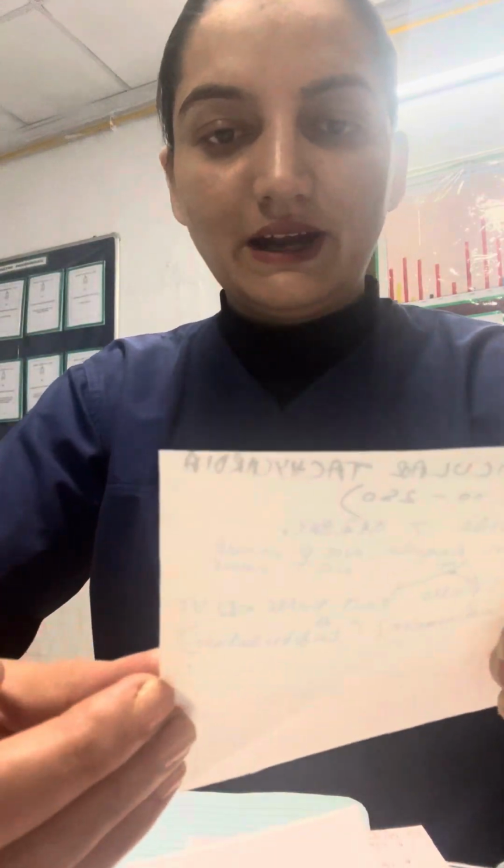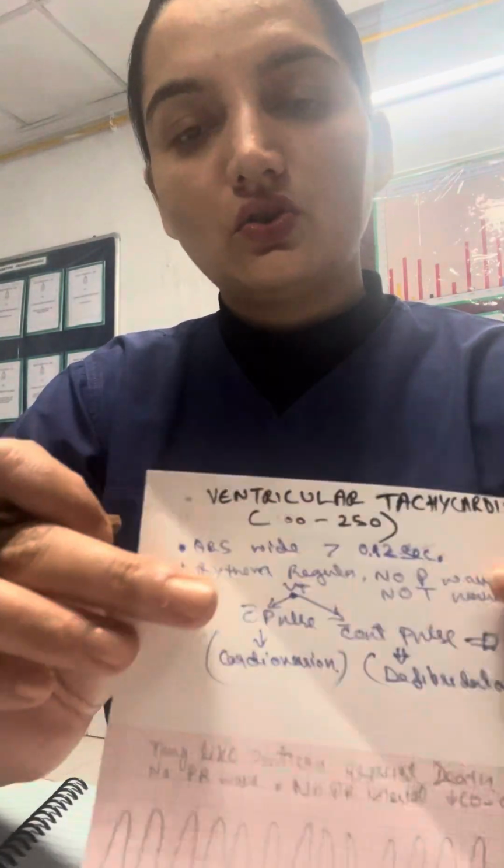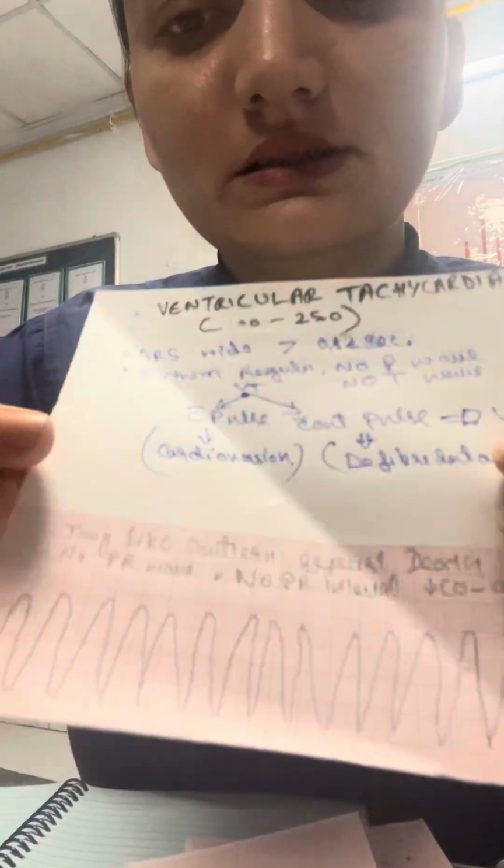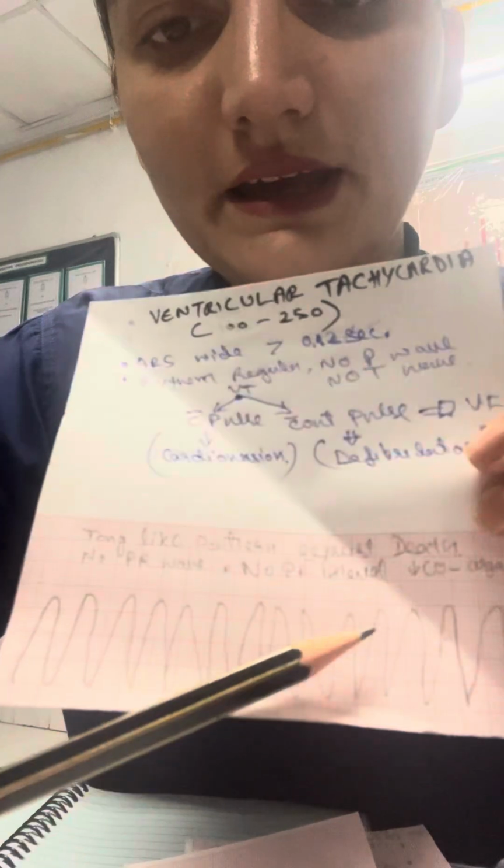The other one is ventricular tachycardia. In ventricular tachycardia, there are tongue-like structures. See the tongues. Here there are tongue-like structures, and the heart rate is between 100 to 250.